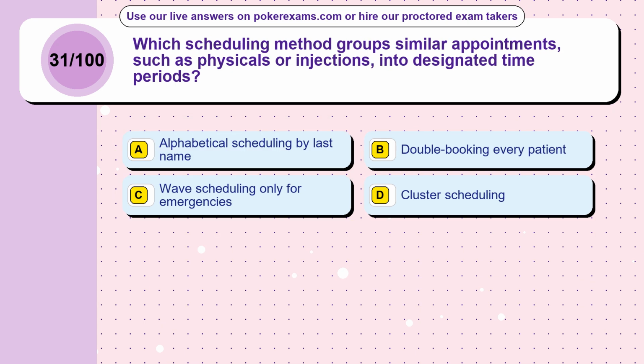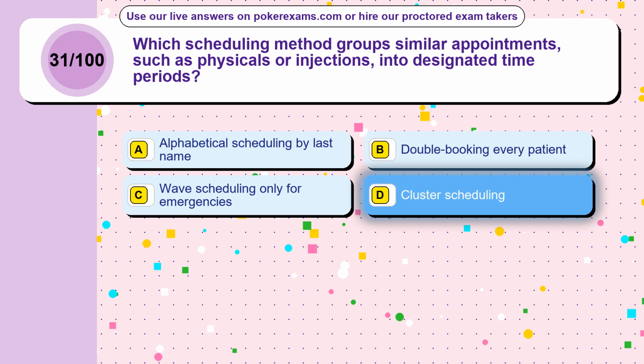Question 31. Which scheduling method groups similar appointments, such as physicals or injections, into designated time periods? Option A. Alphabetical scheduling by last name. Option B, double booking every patient. Option C, waive scheduling only for emergencies. Option D, cluster scheduling. The correct answer is option D, cluster scheduling.